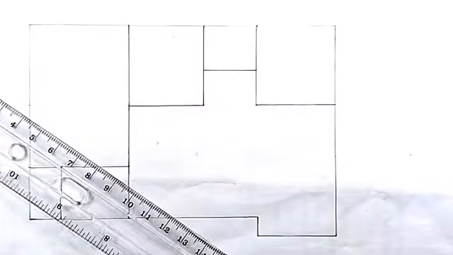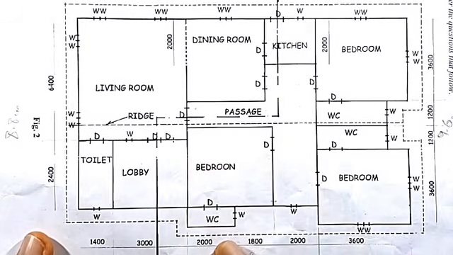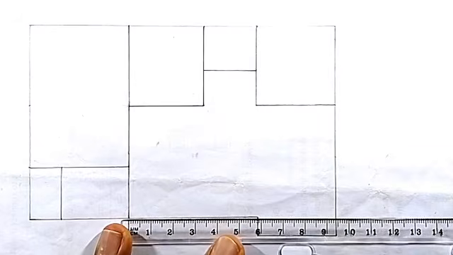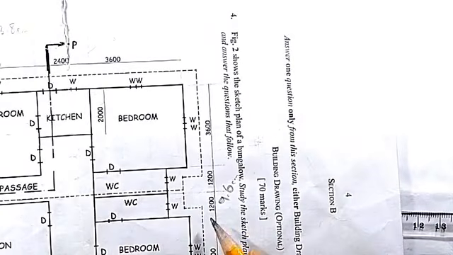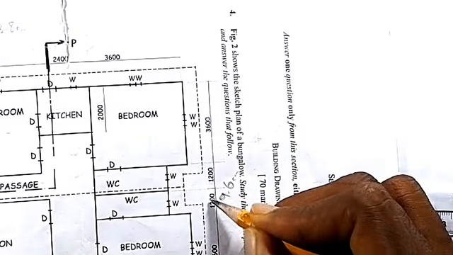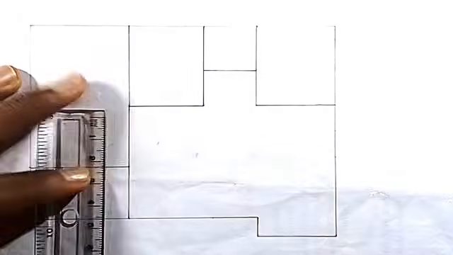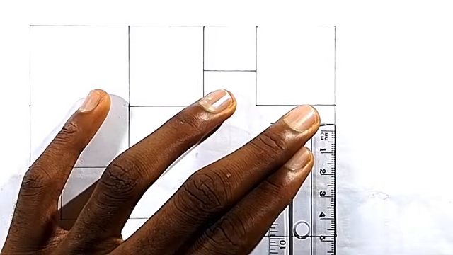Good. After the lobby, we have the bedroom. The other bedroom here is giving us 3.8. So we'll mark 3.8 here, which is here. Then it is 4.8 cm long. 3.6 plus 1.2 is giving us 4.8, which is here. So 4.8. Then we draw a line of 4.8. So let's mark 4.8 here, which is this part here.